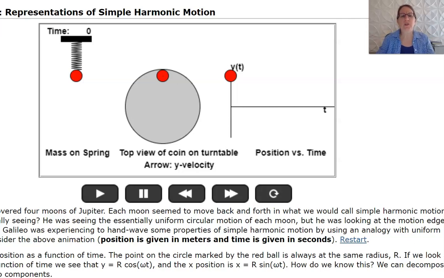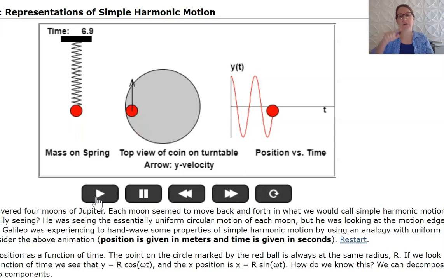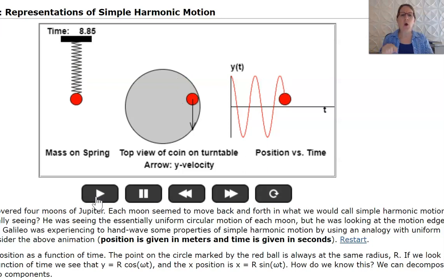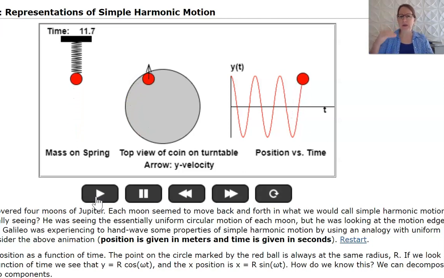So this simulation shows the connection between spring motion, that oscillating up and down, and rotational motion. You can see that here. What the simulation is plotting is just the y component of the oscillation, of the circular motion. So if you take the circular motion and only plot its y position, notice that the red ball goes up and down at the same rate that the spring does. And so you see this position versus time.